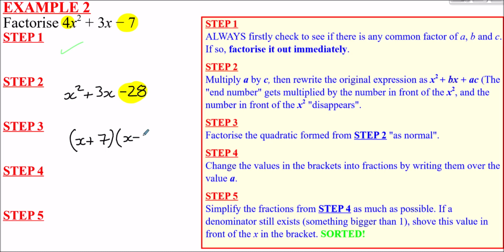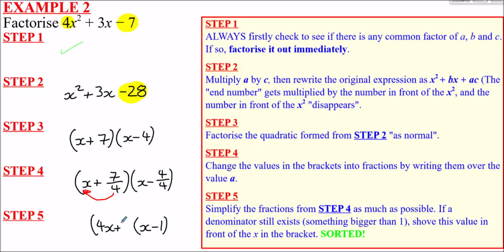So write that. Step 4, we put this back in as fractions underneath these numbers. So step 4, I write 7 over 4, then x minus 4 over 4. Step 5, we're going to simplify these fractions. So 4 over 4, that just becomes obviously 1. 7 over 4 won't simplify, so I bung the bottom number in front of the x, so then get 4x plus 7. So my final factorised answer is 4x plus 7, x minus 1.